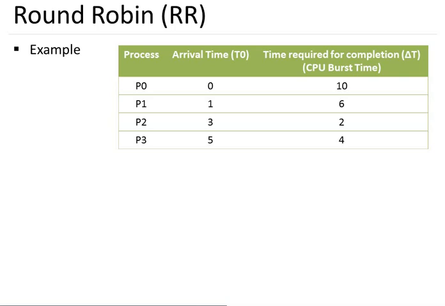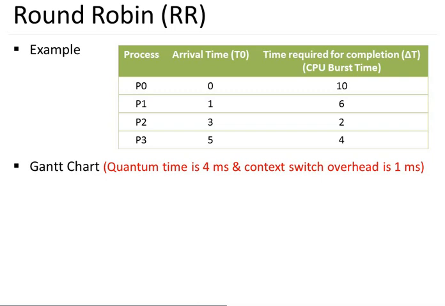Okay, that is time quantum. And in some cases context switch time is also mentioned. For example, you can see time quantum is mentioned as 4 millisecond, and context switch overhead. As I have said earlier, switching also takes some time, in which your CPU is idle. That particular time is given as 1 millisecond.